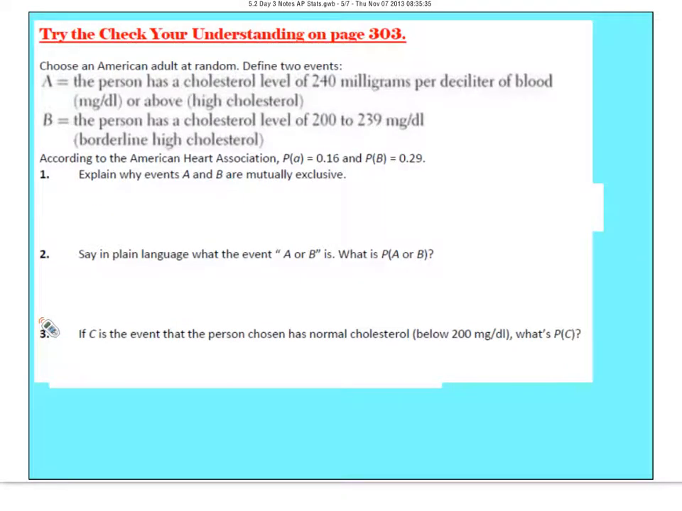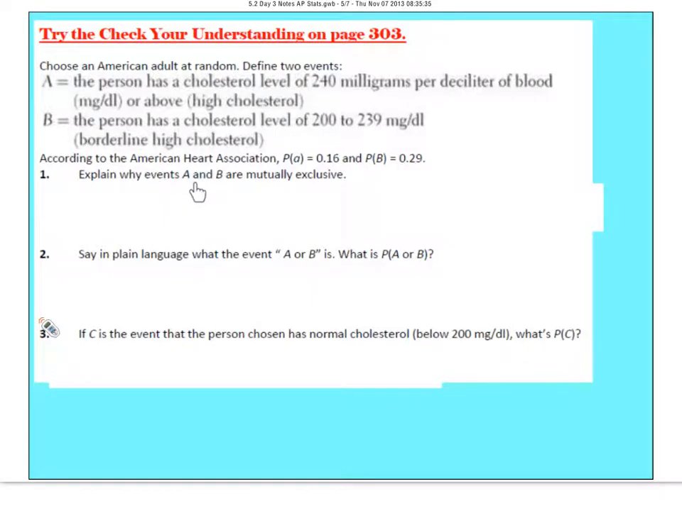Check your understanding of the material. Here we have 2 events. Event A is a person has a cholesterol level of 240 or above. Event B, a person has a cholesterol level of 200 to 239. According to the American Heart Association, the probability of A is 16%. That's this. Probability of B is 29%.